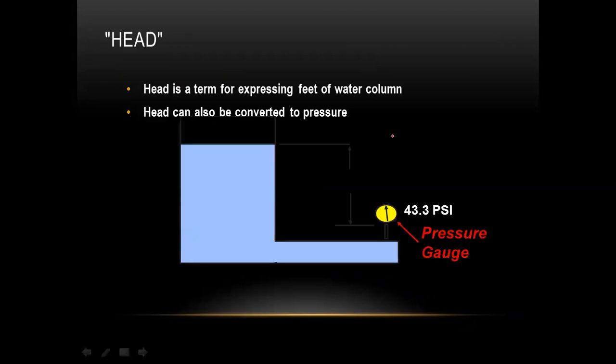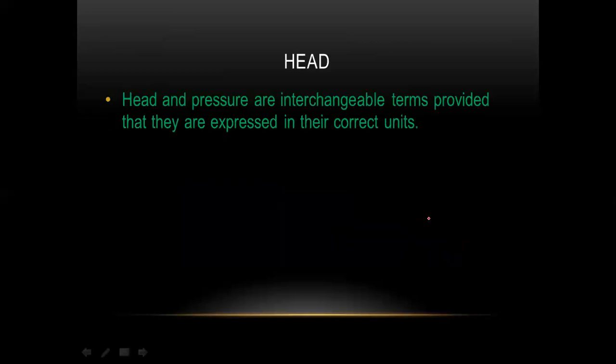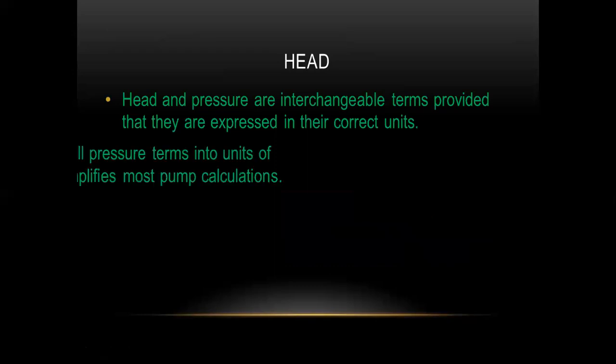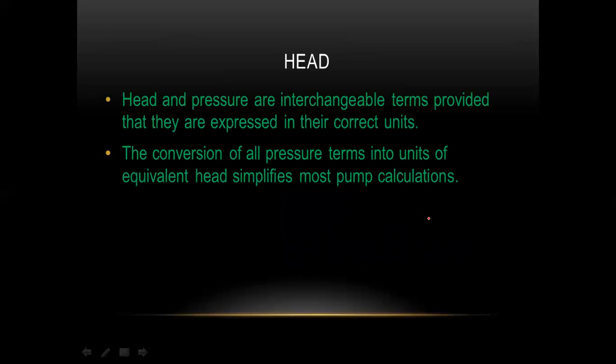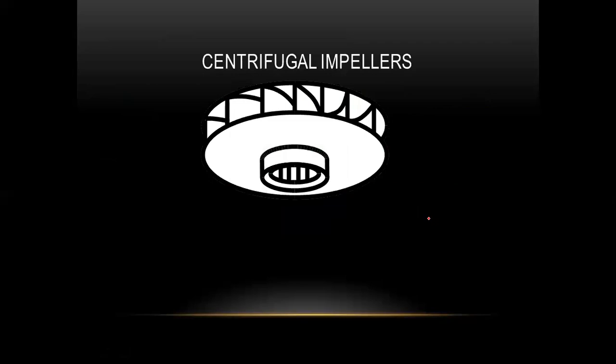You see the simple line diagram for a tank. If this is a reservoir containing fluid, there is the pressure gauge. Whenever the water is full in the tank, you can see the pressure gauge reads 43.3 psi. This is just an example. The head and the pressure are interchangeable terms provided that they are expressed in their correct units. The conversion of all pressure terms to the equivalent head units simplifies most pump calculations.